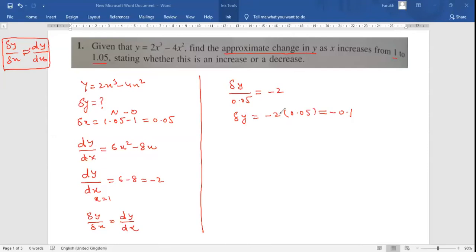It means that if there is a small change of 0.05 in x, then the change in y is minus 0.1. Y will decrease by 0.1. Okay. If there is a change in x of 0.05, then there is a decrease in y and the change in y is minus 0.1. Okay. Is there any question? No, sir. Now we will attempt another question.